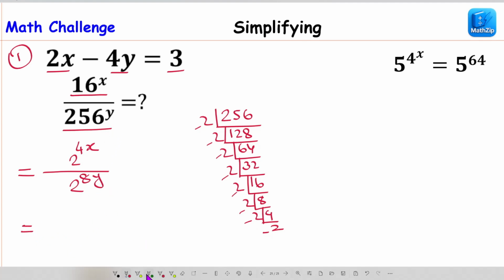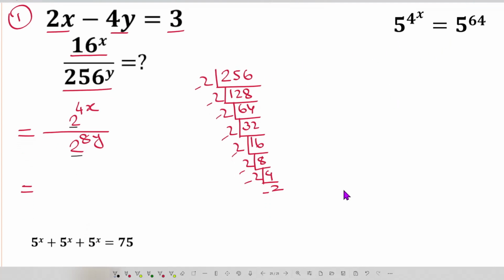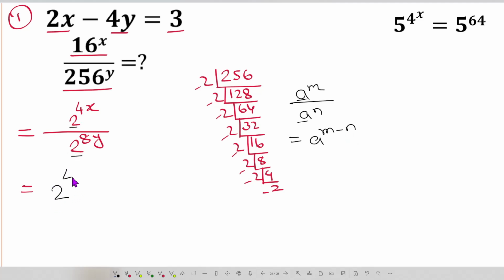Now look, here bases are same, 2 and 2. We know once bases are same, a to the power m divided by a to the power n, we can write a to the power m minus n. It means once bases are same, in division the powers will be subtracted. Similarly here bases are same, which is 2, so we can write 4x minus 8y.